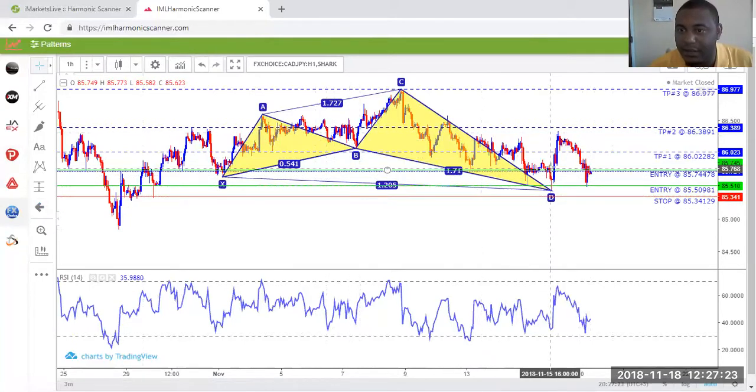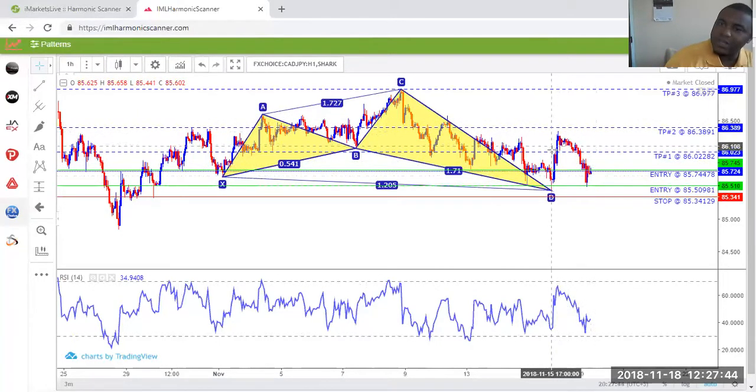So TP1 was hit already after the trade got activated over here. This is where the harmonic ended. This was the entry. Either one you could take. TP1 got hit. It missed TP2 by 7 pips, and it went back down to entry.